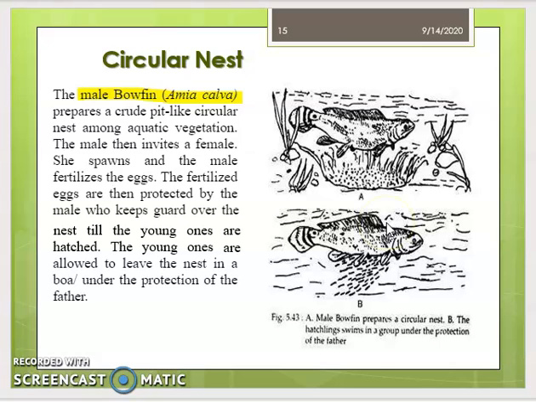The fertilized eggs are then protected by the males, who keep guard over the nest till the young ones are hatched. The young ones are allowed to leave the nest under the protection of the father. So this is the sequence of events exhibited by fishes like the male bowfish or the amia: a circular nest is produced, the egg is laid, the male releases sperm over it, fertilization takes place, and the male guards the eggs until the young ones hatch.